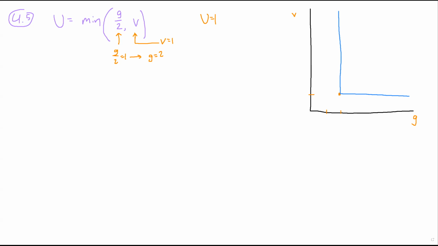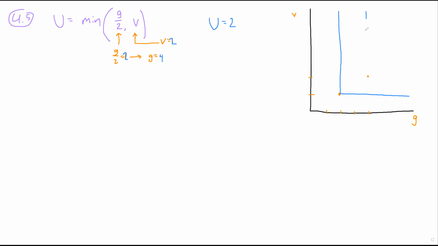Let's do another utility value. So we just did U equals 1. Let us instead try U equals 2. If U equals 2, what value of G would need to be taken on? V would be 2 automatically, but that would mean over here, G would be 4. So that would be a point at 4 and 2. So this point would be another indifference curve.